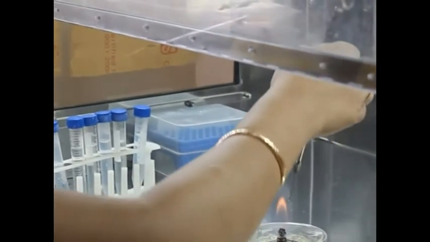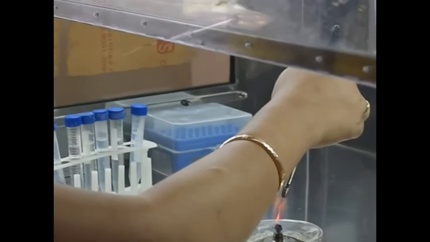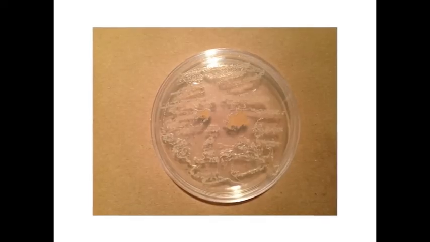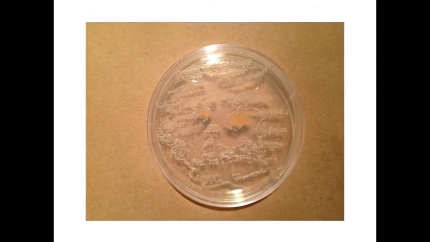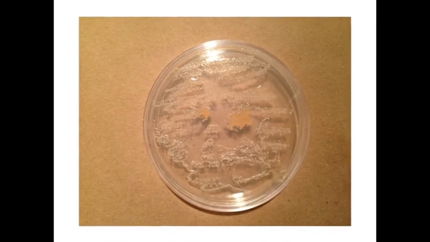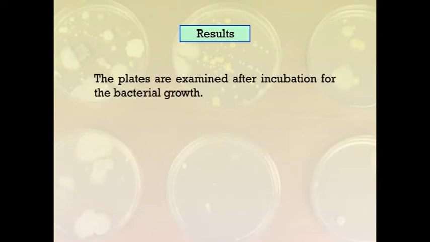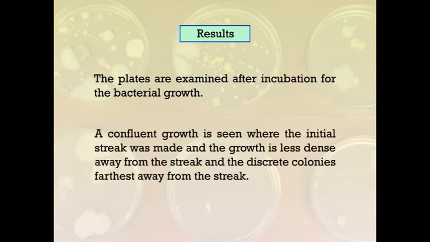Then the lid of the Petri plate is replaced after completing the streaking and the loop is sterilized again by flaming. Then the plates are incubated at 37 degrees Celsius in an inverted position for 24 to 48 hours. And in the results, the plates are examined after incubation for the bacterial growth. A confluent growth is seen where the initial streak was made and the growth is less dense away from the streak, with discrete colonies farthest away from the streak.